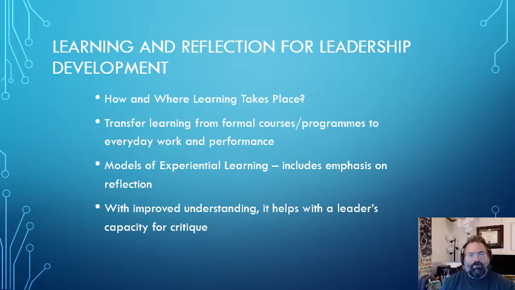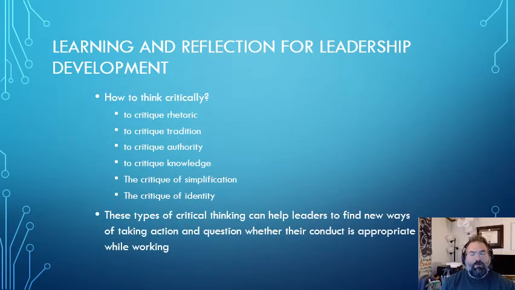Continuing our discussion of learning and reflection for leadership development: how and where learning takes place, transfer of learning from formal courses or programs to everyday work and performance, and models of experiential learning, including emphasis on reflection. With improved understanding, it helps with a leader's capacity for critique. For example, how to think critically, to critique the rhetoric, to critique tradition, to critique authority, knowledge, the critique of simplification, the critique of identity. These types of critical thinking activities help leaders to find new ways to think, to take action, and question whether their conduct is appropriate while working.